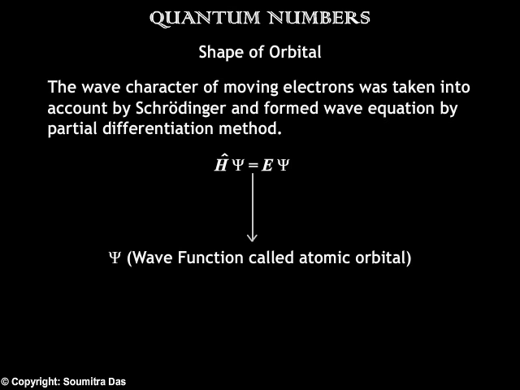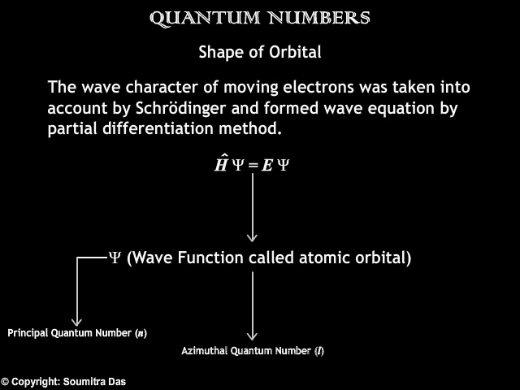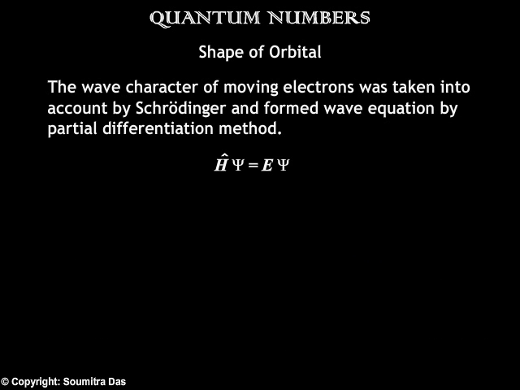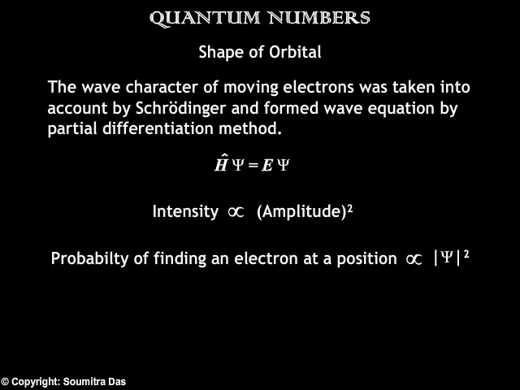Each of them was characterized by a set of three quantum numbers: the principal quantum number n, the angular quantum number L, and the magnetic quantum number ML. These wave functions were called atomic orbitals. In physics class, we have learnt that intensity of a wave is proportional to the square of the amplitude. Here also, the probability of finding an electron at a particular position is proportional to psi square. The value psi square at different points within the atom predicted the shape of an orbital.